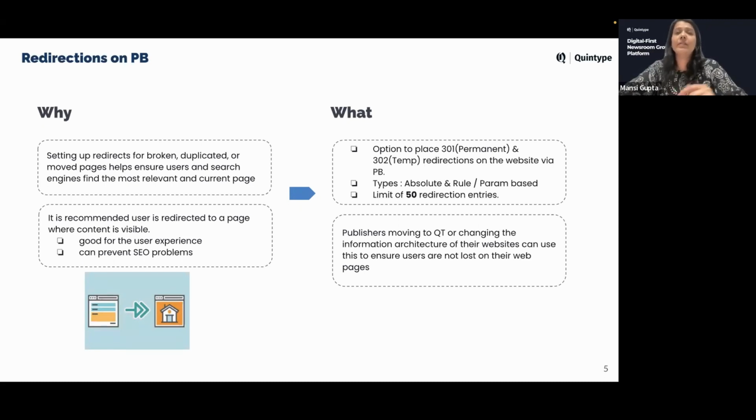You can have either absolute links being redirected to a certain page that you like, or you could have rule-based or param-based redirections. We recommend that publishers moving to Quintype, or anyone who's going through a change in their information architecture, should make use of this feature so that users are not lost on your web pages.